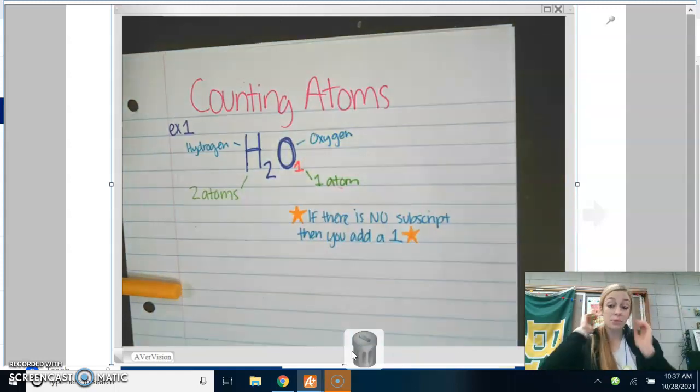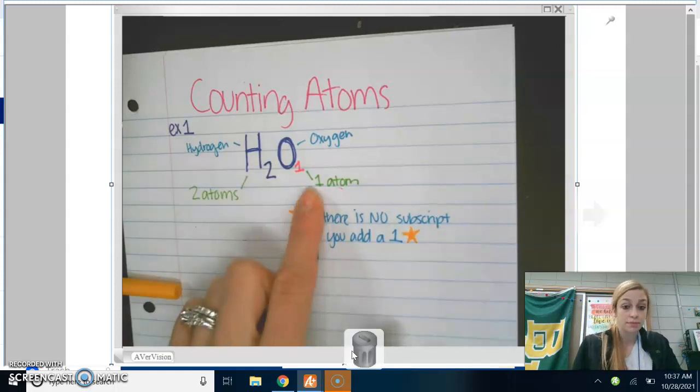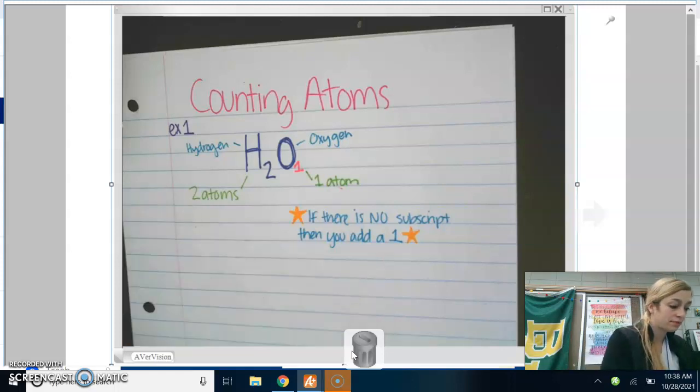So every element in the compound has a subscript. It's just that the 1 won't be written there, but it's assumed that there is a 1. And so you just count the numbers next to that element. Let's try another one. Example 2.